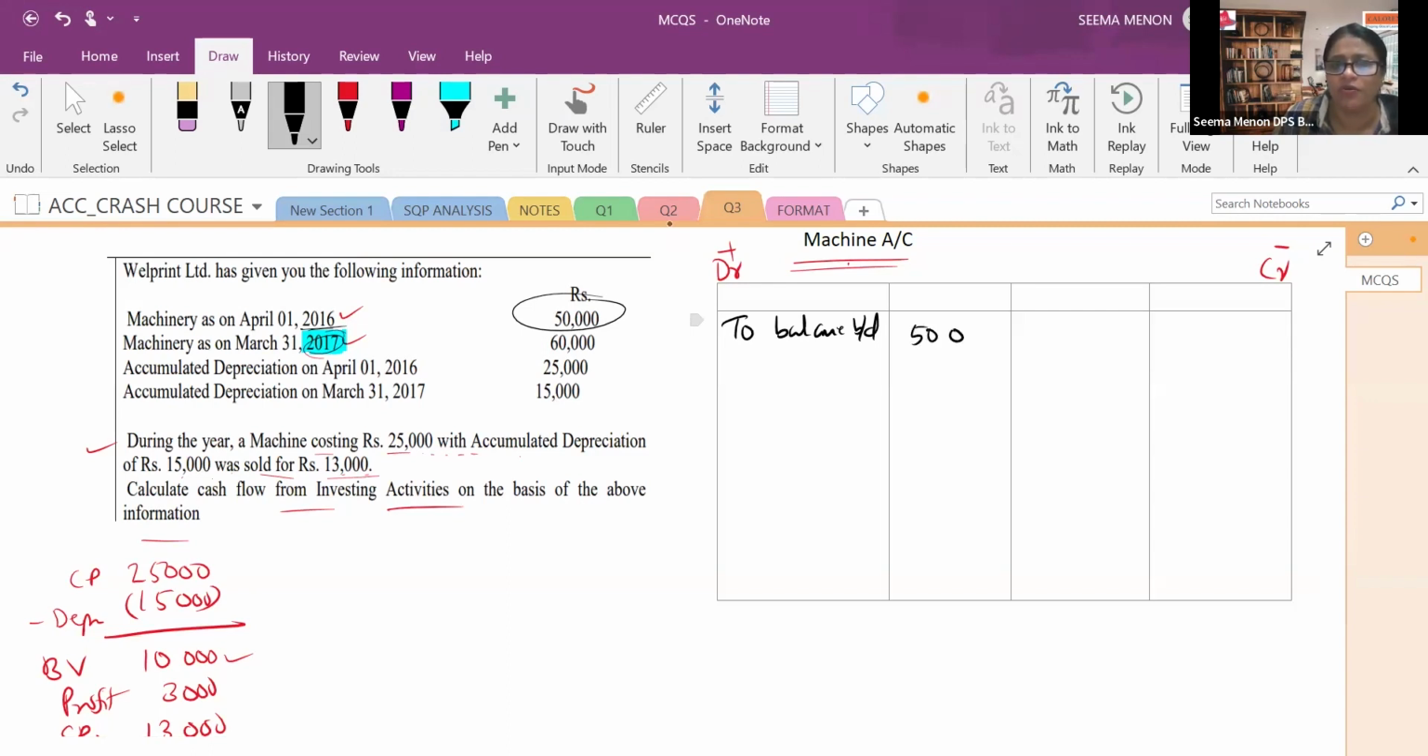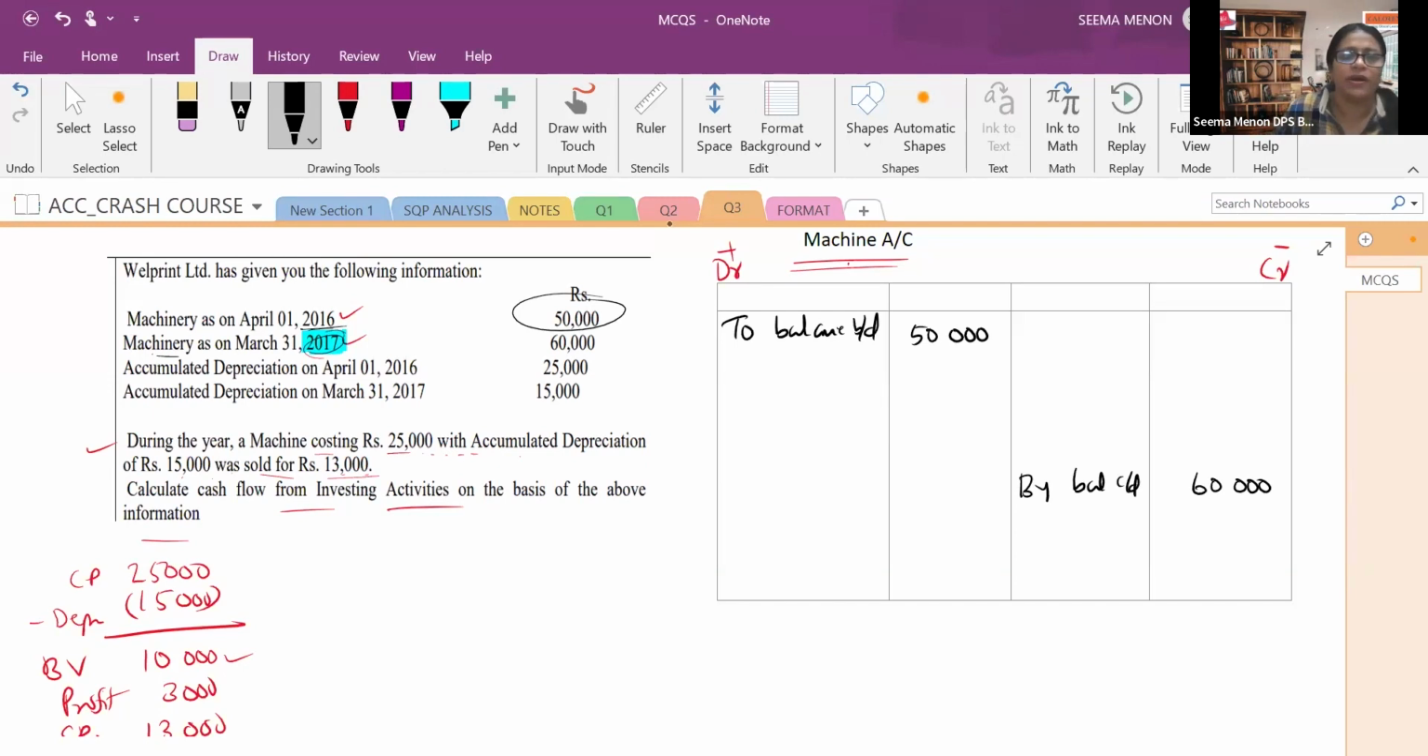The amount is 50,000. In the same way, the next line, the closing balance is given. While we write the closing balance, it is to be shown on the credit side. On the credit side, after leaving 2 to 3 lines, you will write, because for the closing balance, there may be more items to enter. So you will write 'By balance carried down' for the current year. That is carried down for next year. So you will write c/d.